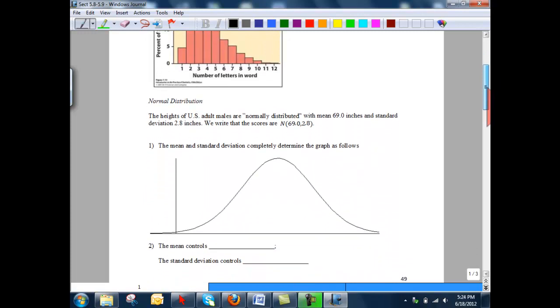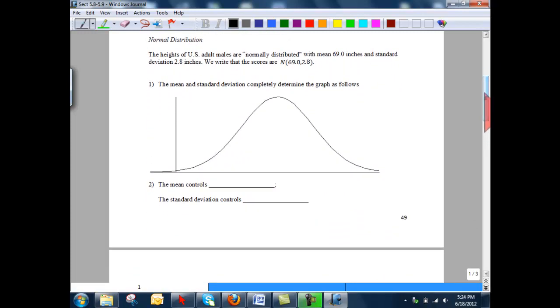The most important distribution function by far is what's called the normal distribution, which is just another name for a bell curve, which I'm sure you've seen before. Many biological measurements follow a bell curve or normal distribution. So for example, the height of U.S. adult males follows a normal distribution with mean about 69 inches and standard deviation about 2.8 inches.